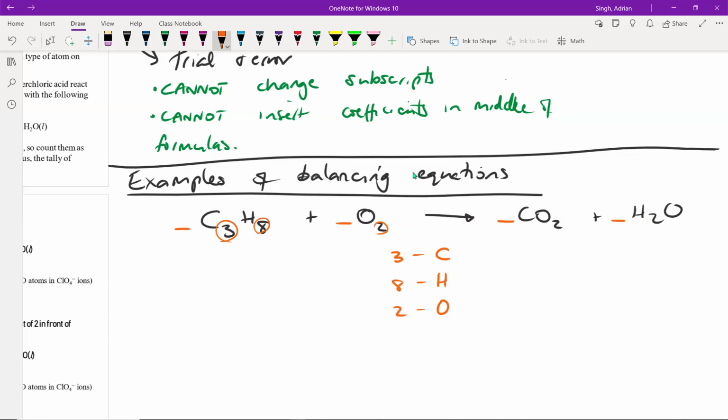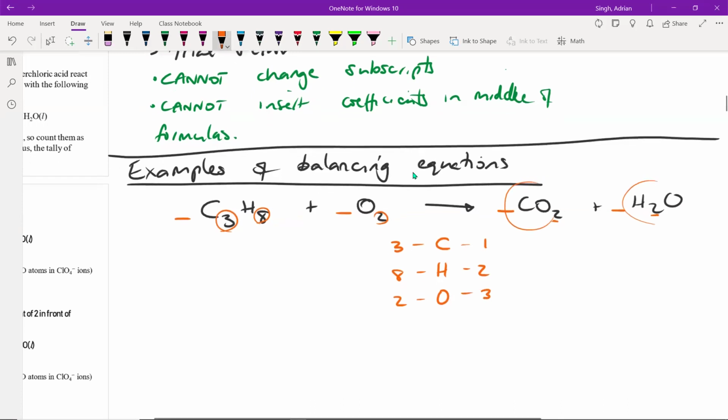I do the same thing on the right side. On the right side, I have 1 carbon. Remember, 1 is understood to be there. We don't need to put it in. On the right side, I have 2 hydrogens. And on the right side, you can see now my oxygen is split between the CO2 and the H2O. I have a total of 2 plus that 1. Remember, 1 is understood. 2 plus 1 gives me 3 oxygens on the right side.